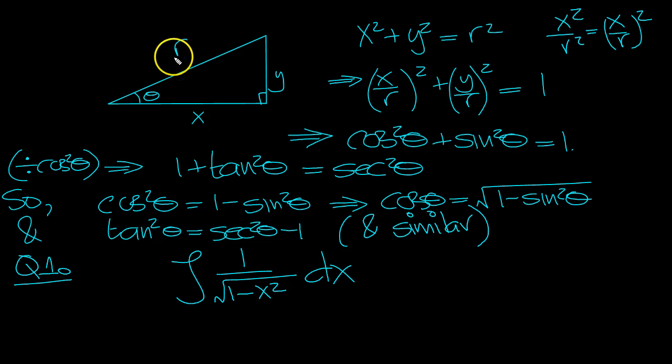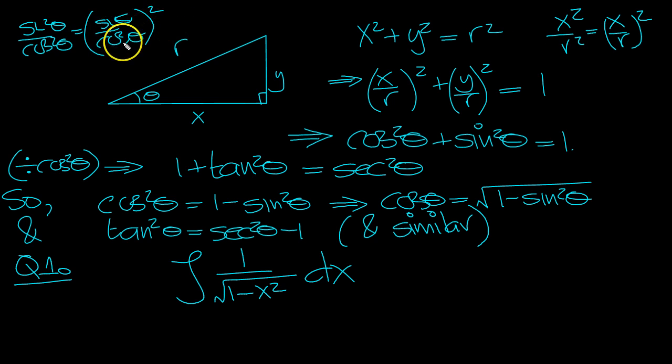x over r, adjacent over hypotenuse, is cos, so this is cos squared, which we write like this. y over r, opposite over hypotenuse, is sine, so that's sine squared. So you get cos squared plus sine squared is 1, or sine squared plus cos squared is 1. That would then lead to, divide by cos squared, so you get 1 plus sine squared over cos squared. We can write that as (sine theta over cos theta) squared, can't we? Simple indices rules. And that's tan squared.